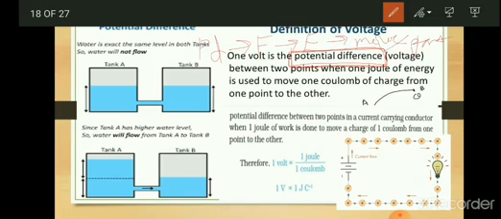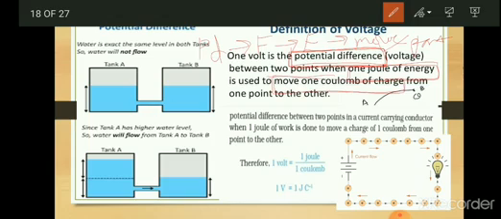Here also, if a potential difference is created between 2 points, then 1 joule of energy is utilized to move 1 coulomb of charge from one place to another place.